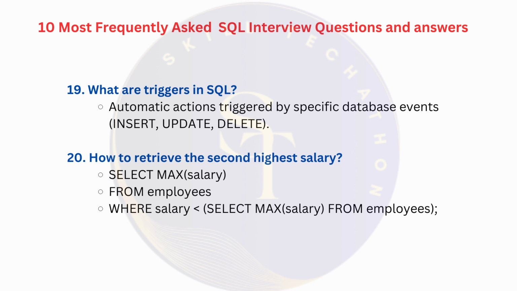So what's happening here is, first the select max salary from employees inside the where clause is executed, and we'll get the max salary. Then the outer query is executed, so we will get a max salary which will always be less than the maximum salary. We'll get the second highest salary. This query finds the maximum salary less than the highest salary, effectively returning the second highest.